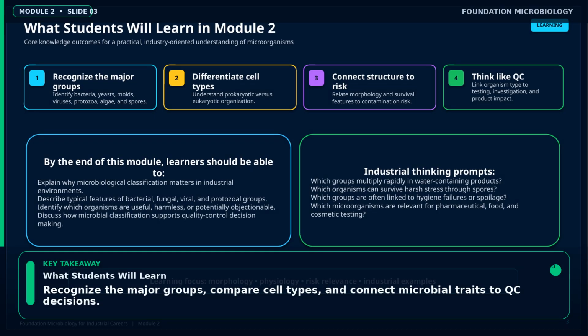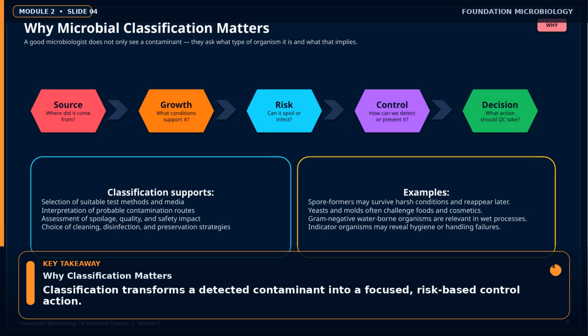By the end of this module, you should be able to recognize the major microbial groups and distinguish prokaryotic from eukaryotic cells. You will also be able to relate microbial structure and survival features to quality control decisions in real industrial settings. Classification matters because a microbiologist does more than observe contamination.